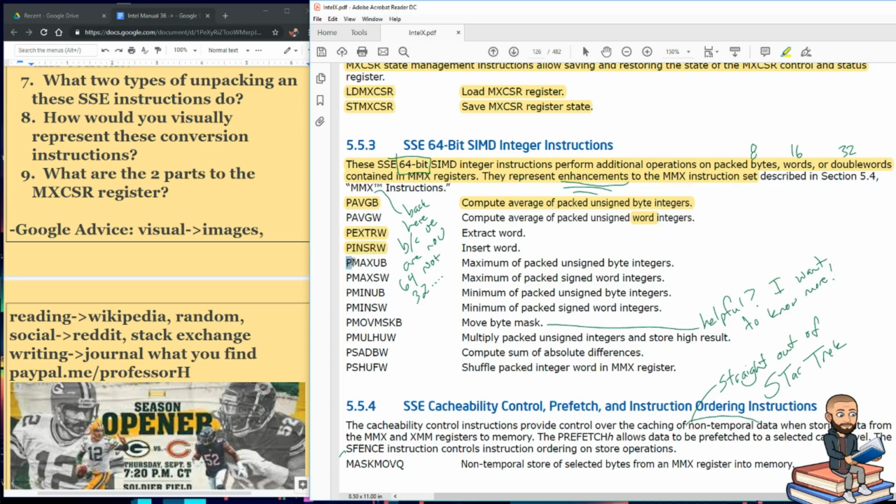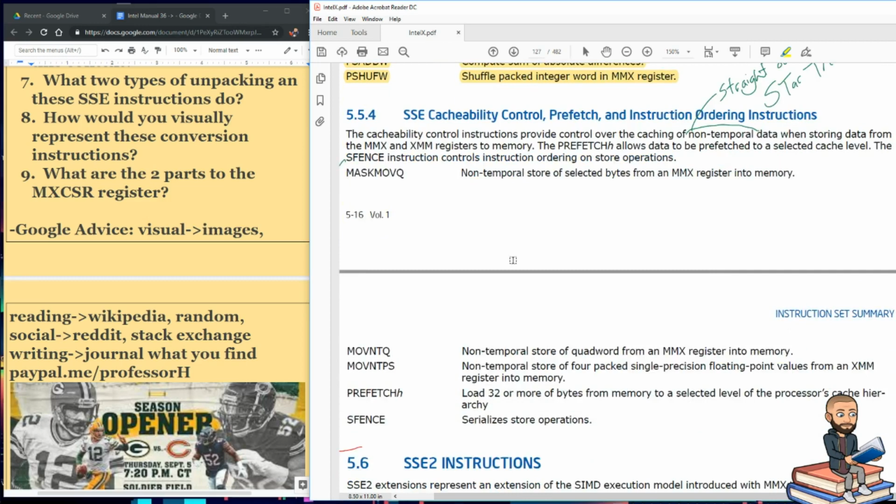Then we have a packed max unsigned byte. We'll have a packed max scalar word. And then we'll have a packed max signed word. I thought that might be scalar for a second, but no. We have a packed minimum unsigned byte. Same thing, but for a word next. We can move the byte mask around. We could multiply packed unsigned integers and store the high result of that. And then we'll compute the sum of absolute differences, and then we can shuffle the packed integer word in an MMX register. Why you would want to do that, I have no idea.